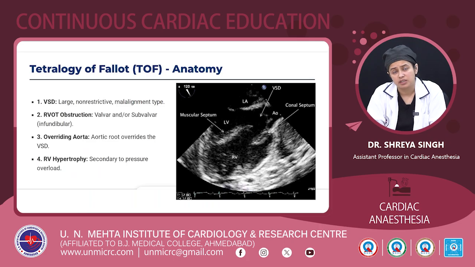Talking about specific anomalies, tetralogy of Fallot. So the anatomy here is, there are 4 components of it. First is a VSD. It is a large non-restrictive malaligned type. There's RVOT obstruction, either at the valvular or the subvalvular infundibular level, or both. There's overriding of the aorta over the VSD, and there's RV hypertrophy, which is secondary to pressure overload.